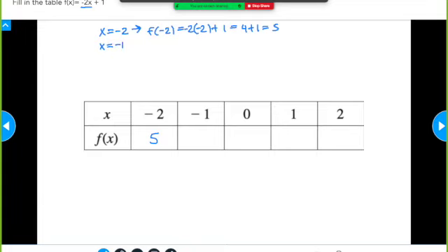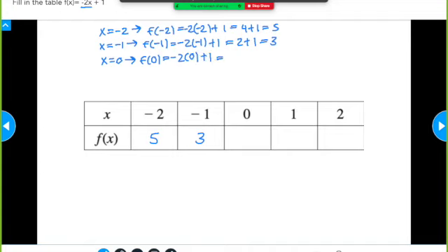Then x equals negative 1 is f of negative 1 equals negative 2 times negative 1 plus 1. That equals positive 2 plus 1, which is positive 3. So the output for negative 1 is positive 3. I have here x equals 0, and that is f of 0 equals negative 2 times 0 plus 1. That's just 0 plus 1, and that equals 1. So the output for 0 is 1. X equals positive 1 would be f of 1 equals negative 2 times 1 plus 1, and that's just negative 2 plus 1, which is negative 1. So the output of positive 1 is negative 1.